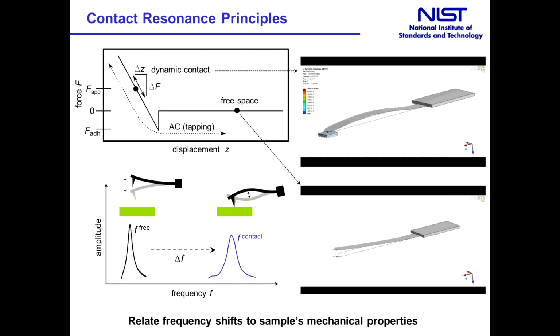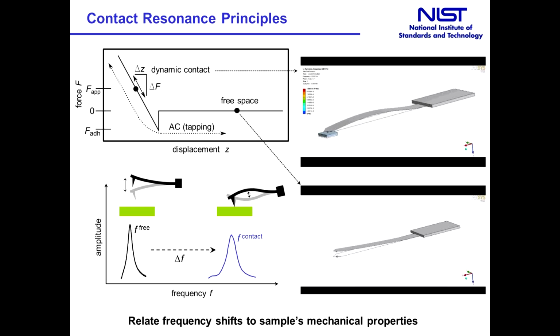If you only remember one thing about this talk, I hope it's this slide, because it captures the key concepts of contact resonance, or CR. We can think about contact resonance using the familiar force displacement curve in the upper left, as well as the finite element simulations of cantilever vibration on the right. When the tip is out of contact in free space, we're on the right of the force displacement curve. And the cantilever has a preferred or natural resonant frequency, here 11 kilohertz.